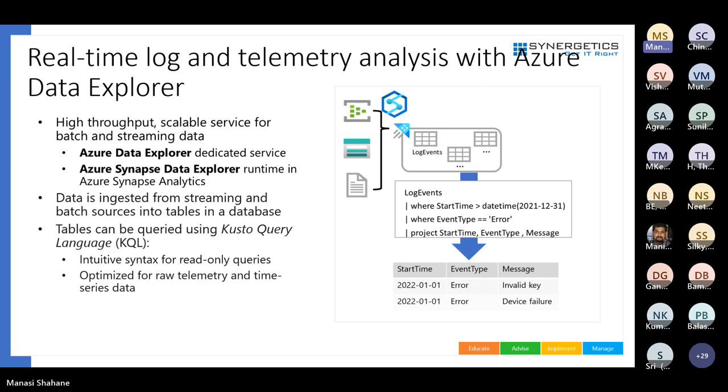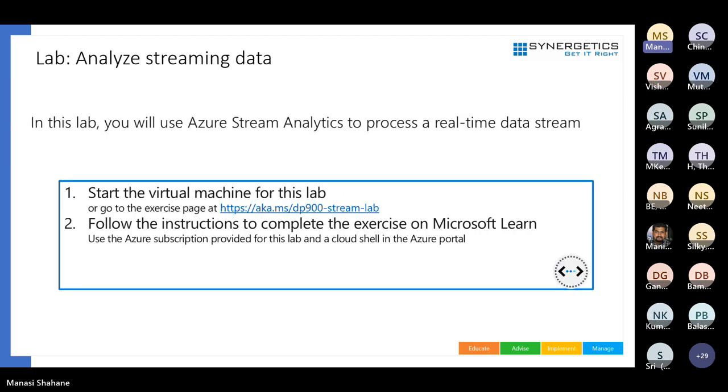Now we're going to see a simple example of how to create an Azure Stream Analytics job. I'm going to show you how, in real time, I can ingest the data from the IoT hub into a blob storage. So I'm going to go back to my portal.